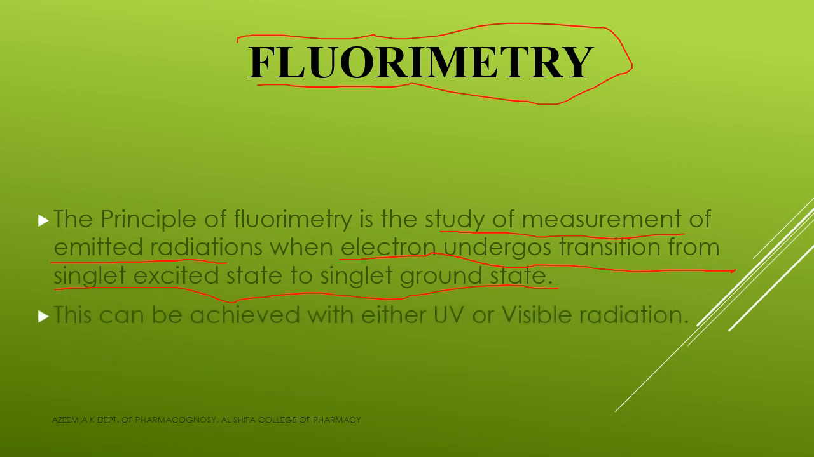Clear? So this means that excitation means electrons undergo transition from the ground state to the excited state, then from the excited state to the ground state. This can be achieved using either UV radiation or visible radiation. That is, the excitation of these electrons can be done with the help of either ultraviolet radiations or visible radiations.